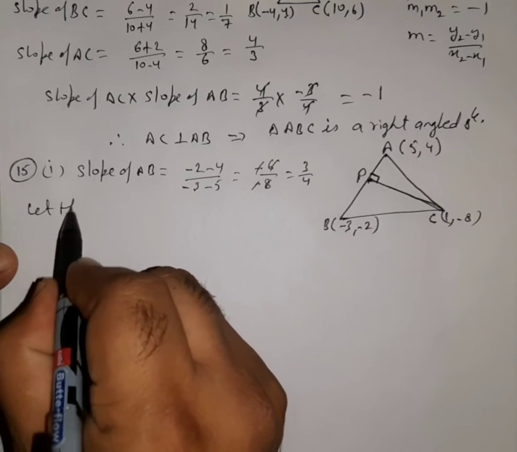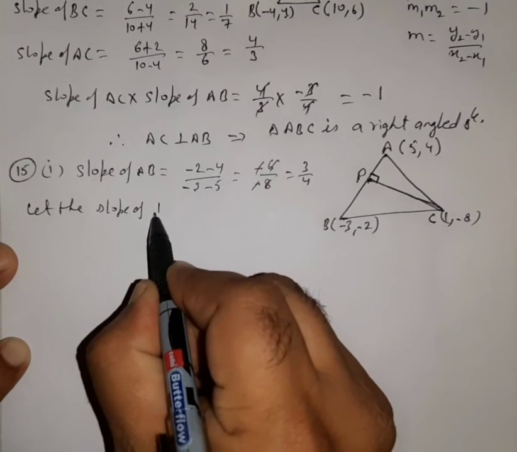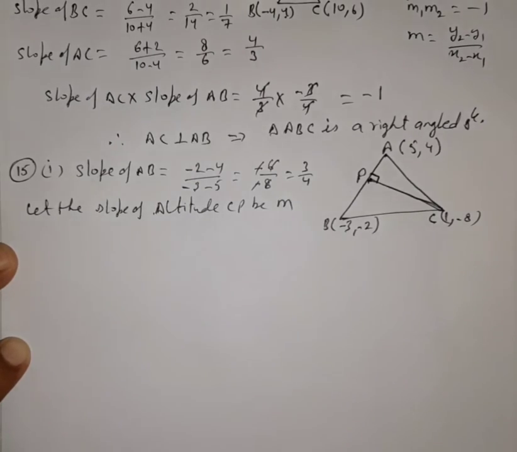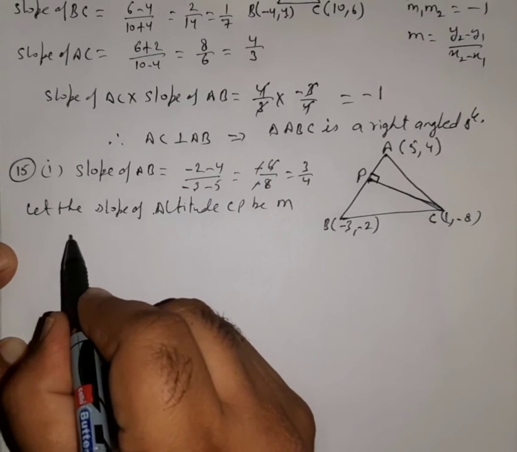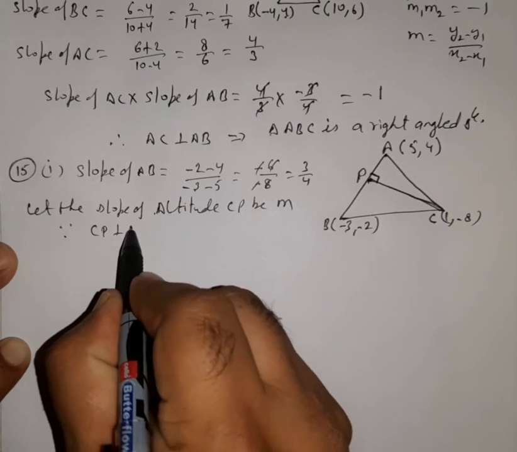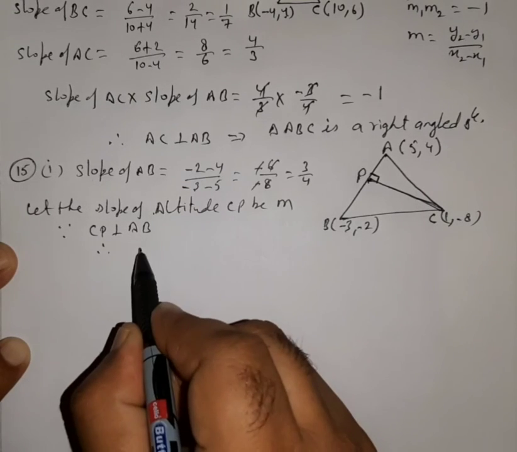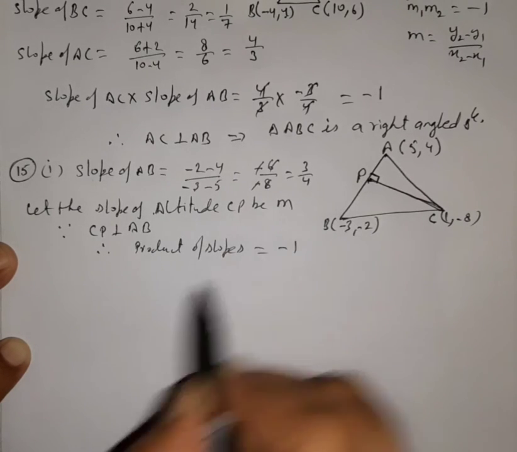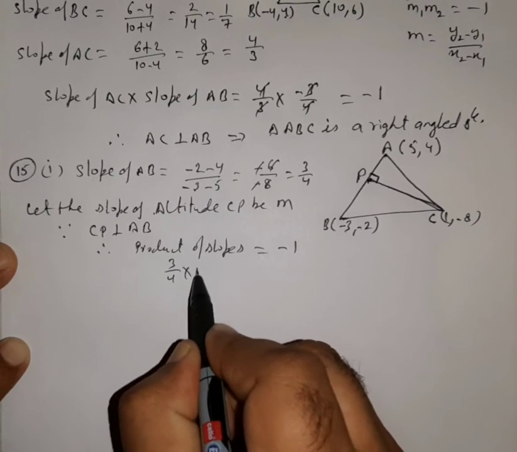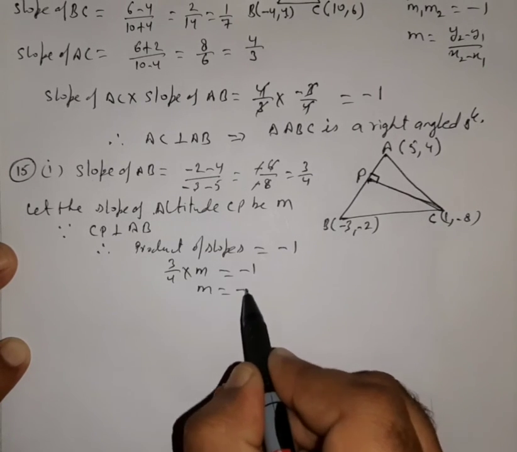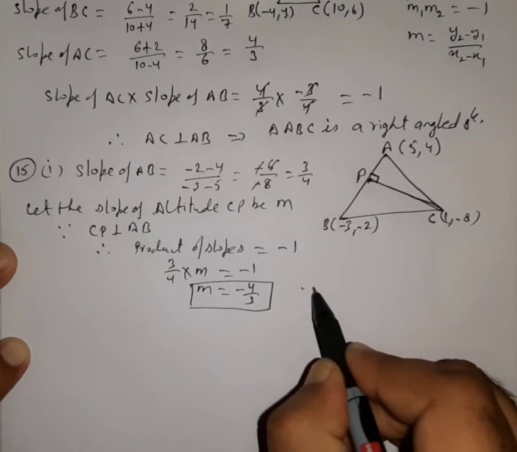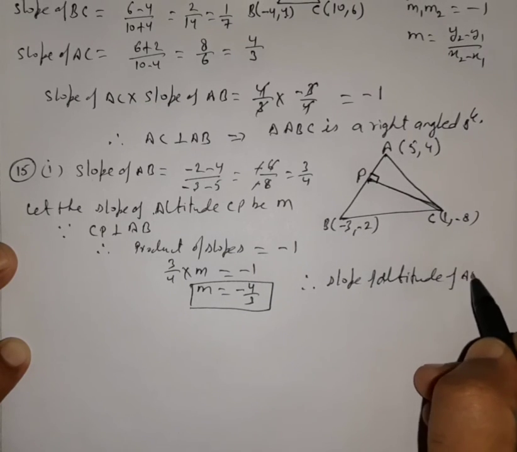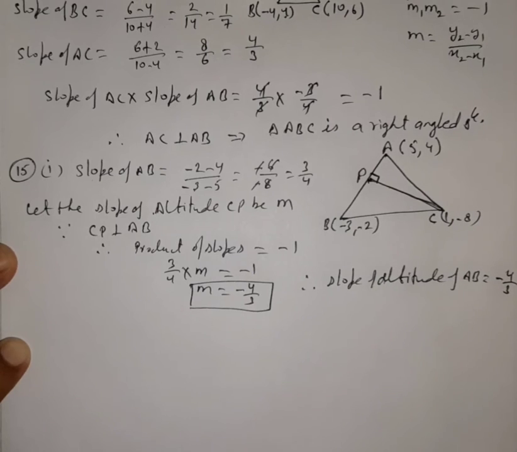Now let the slope of altitude CP be m. Then since CP is perpendicular to AB, the product of slopes will be equal to minus 1. So here 3 over 4 multiplied by m equals minus 1. Therefore the slope will be equal to minus 4 over 3. So we will say that the slope of the altitude of AB is equal to minus 4 over 3.